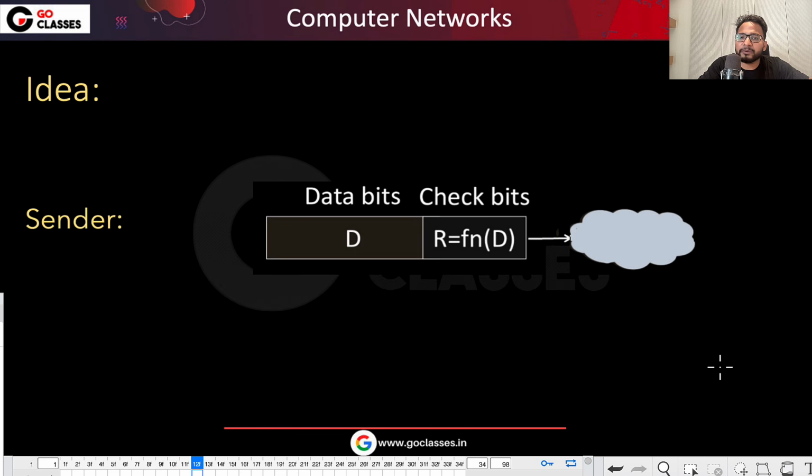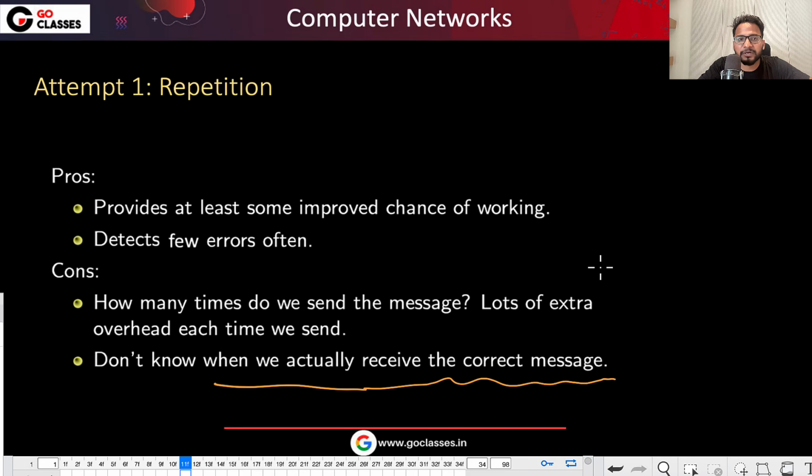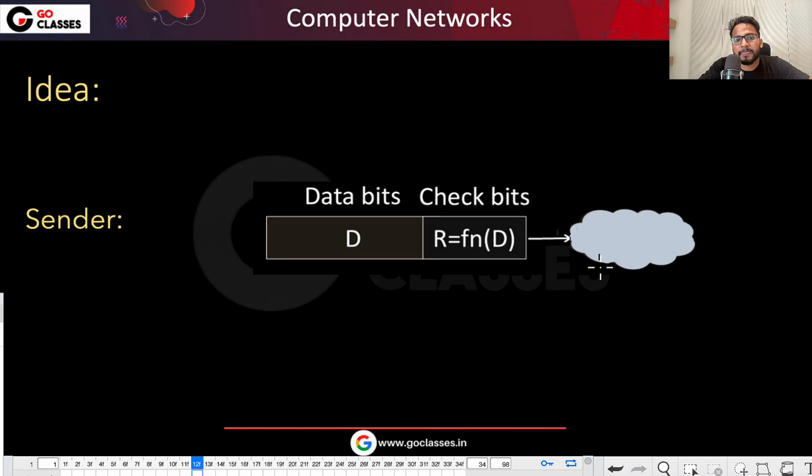So apart from repetition, what we do is we go to some other things which are called check bits, okay? Repetition is one of the ways, but obviously it's not popular, it's not even mentioned in most places. But in one of the books, Forouzan, I think I've taken this screenshot from there, they have mentioned repetition as a method, okay? Anyway, now let's come to the main idea.